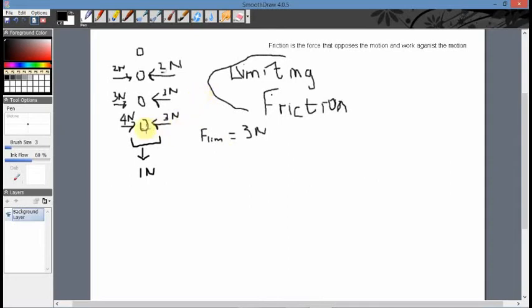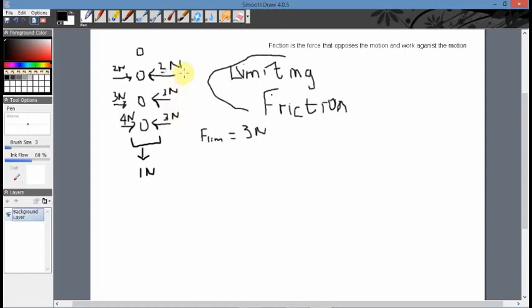So what happens? The particle moves to the right with a net force of 1 Newton. Why is that? Because there is a force which is opposing that motion and is cancelling out the effect of this applied force of 4 Newton, and this force is named friction.